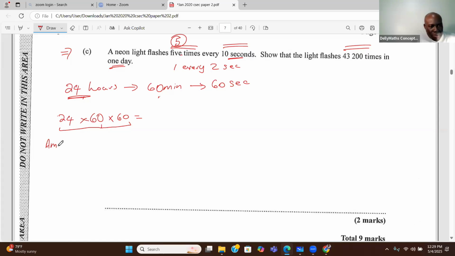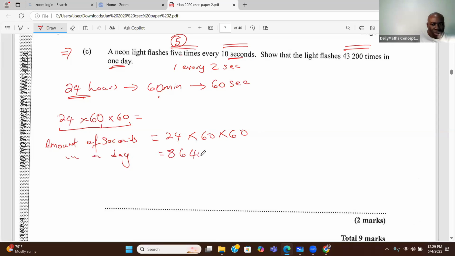I'm going to rewrite it for you. That's the amount of seconds in a day. You're going to take your 24, times it by 60, then times it by 60 again. Whatever that comes to, that's the amount of seconds you have in 1 day to play around with. So you're looking at the fact that you have 86,400 seconds in 1 day.